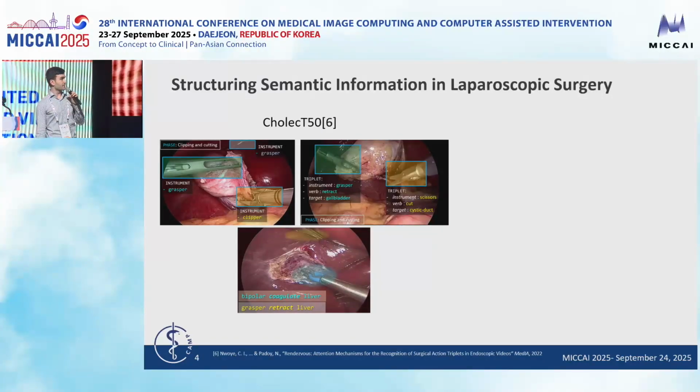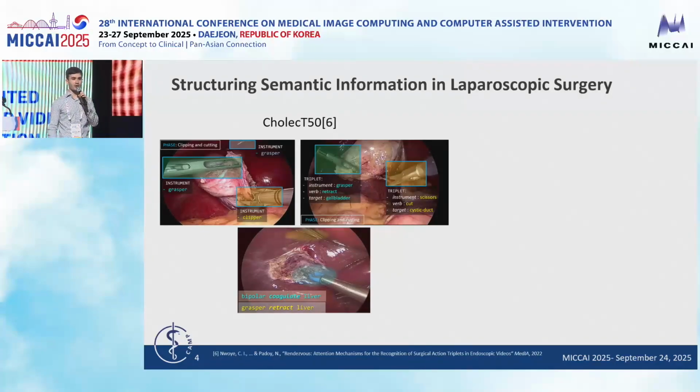Videos in this data set can be segmented into surgical phases, like clipping and cutting, and events that happen in these videos can be labeled according to triplet labels, like scissors, cut, grasper, retract, gallbladder, and so on. And this tells us what is happening frame by frame. So both of these types of information are semantic information that describe a certain amount of the surgical scene.